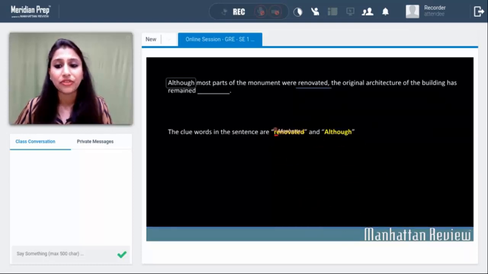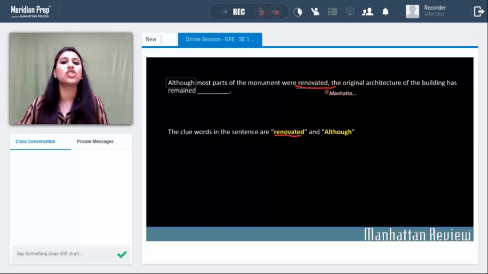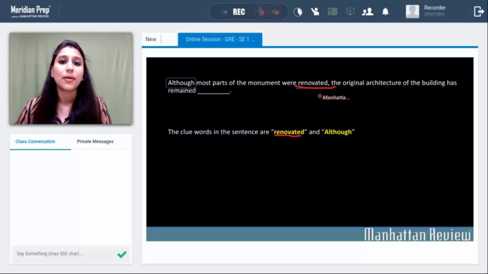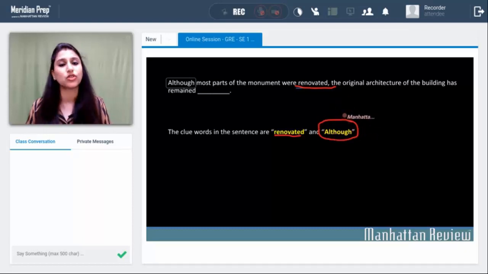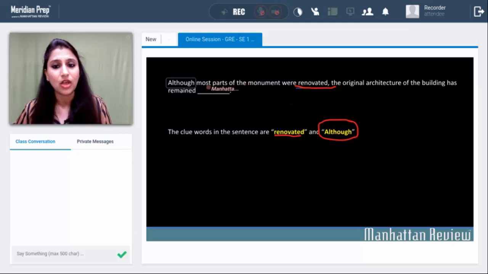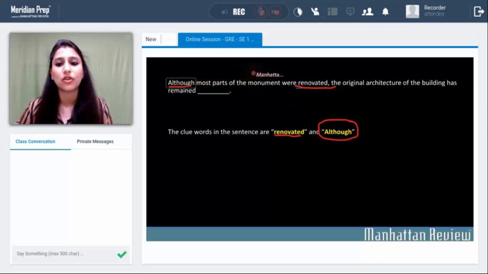When any kind of renovation happens, we expect a change, right? But you have a word "although." So what does it mean? Something opposite of what you have expected has happened, right? So what do you think can fit in the blank? Although most parts of the monuments were renovated, the original architecture of the building has remained same, remained constant, something which did not change, right?